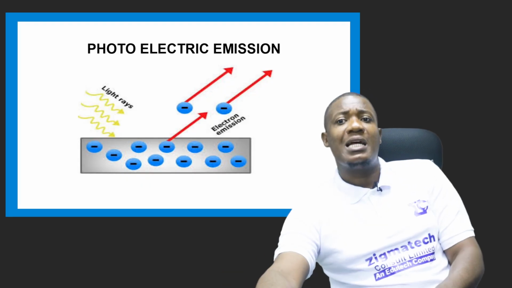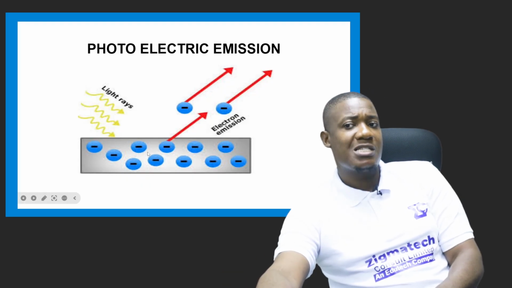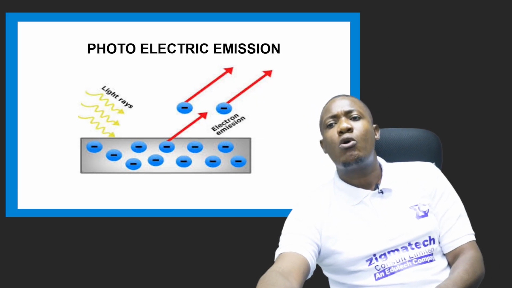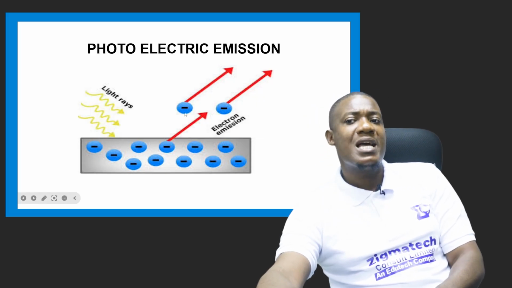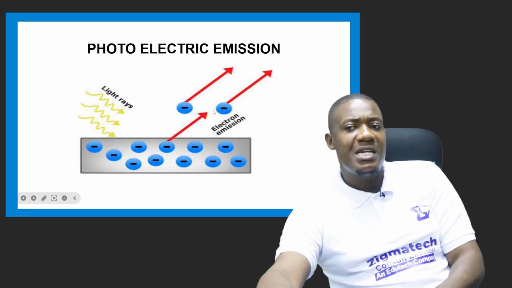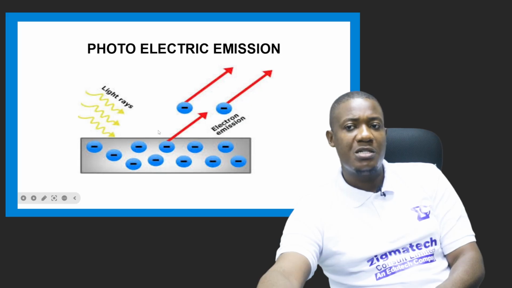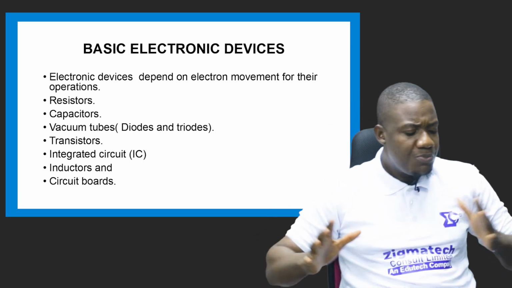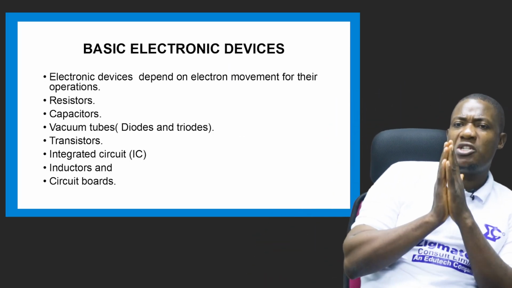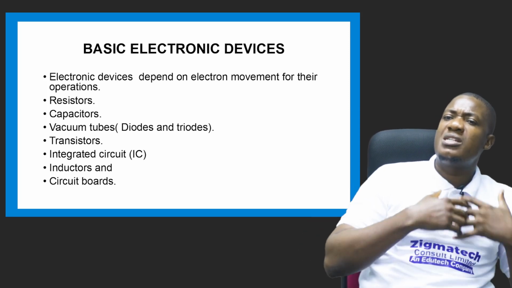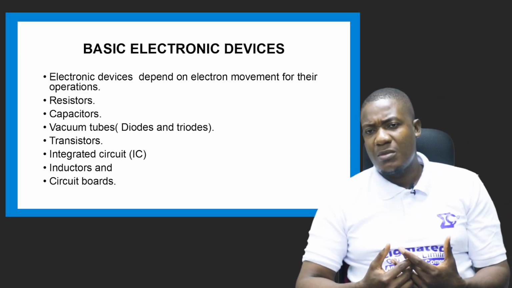Now this is a case of photoelectric emission. You see here the light rays that fall on this metal, or that are incident on these metals, cause electrons to escape or to be released through the surface of this metal. We call it photoelectric emission, please. Take note of that.